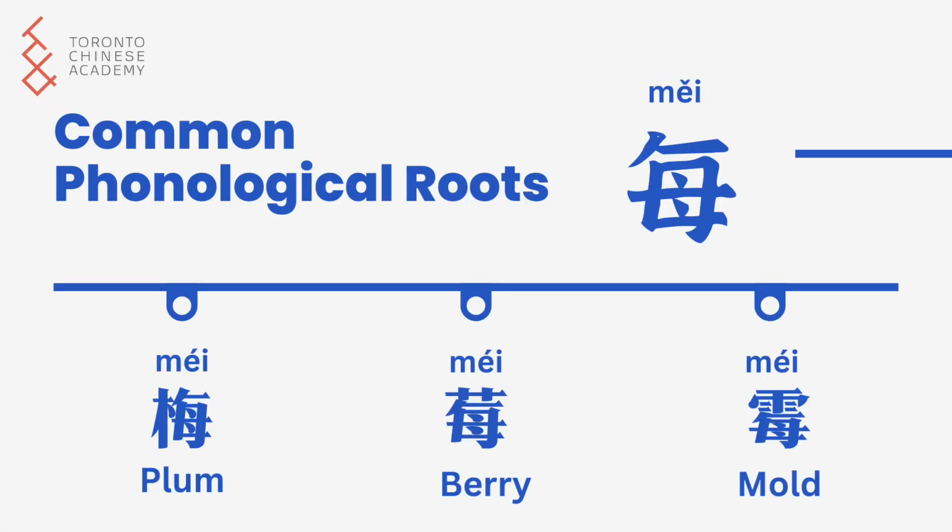For example, in this first character, the common phonological root is 美. Below, you can see that these 3 characters all have the same pronunciation. 美, the first meaning plum, the second meaning berry, and the third meaning mold. So if you knew the pronunciation of the main root character, you could have made a pretty good guess for how to pronounce the 3 characters below. Make sure to keep in mind, however, that the main root character is pronounced 美 with 第三声. However, the bottom 3 characters are pronounced 美 with 第二声.